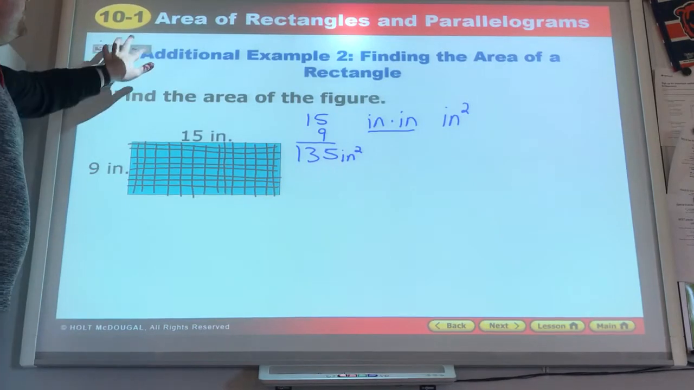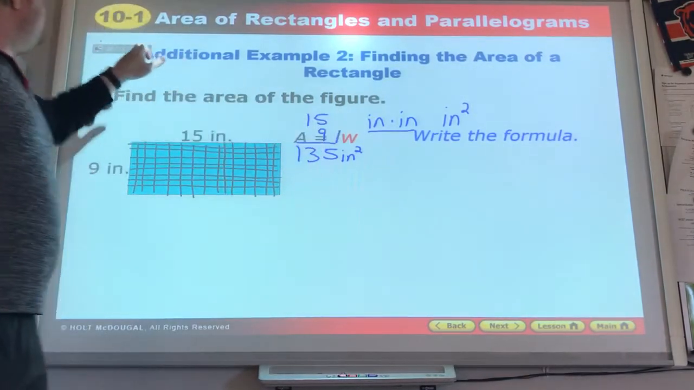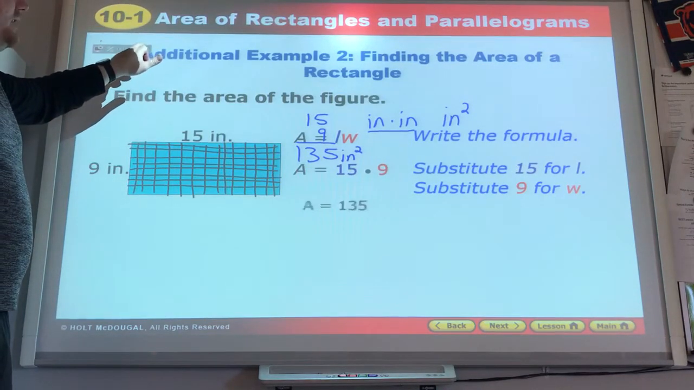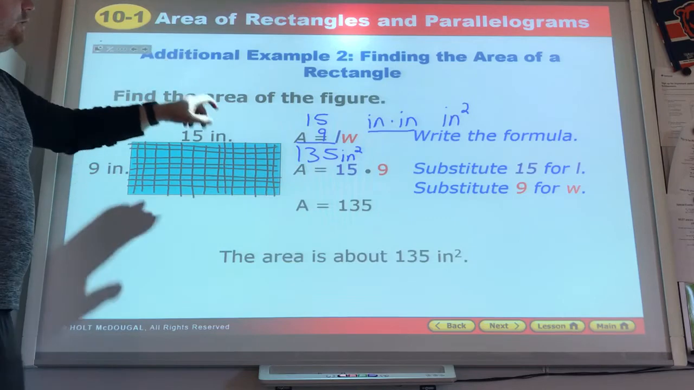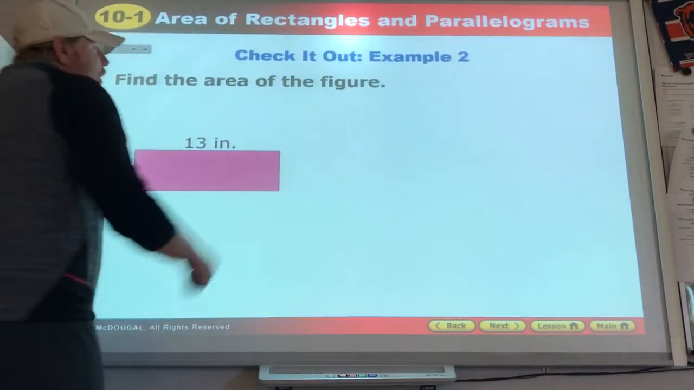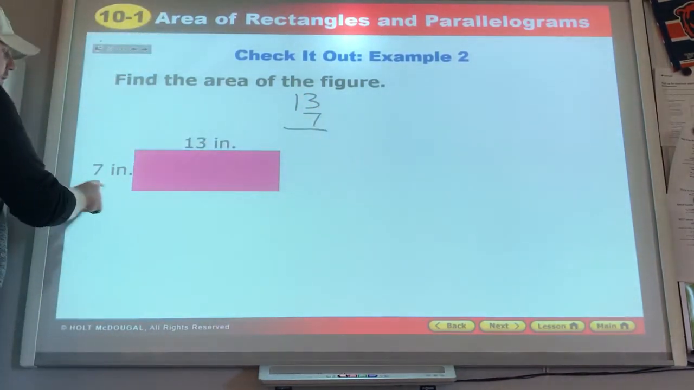All right, they're going to say put it in the formula. Formula is area of the length times the width. We substitute 15 times 9, 135. Don't forget about the inches squared. This one, 13 times 17. No, 13 times 7, my apologies.